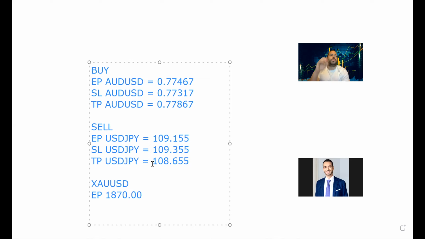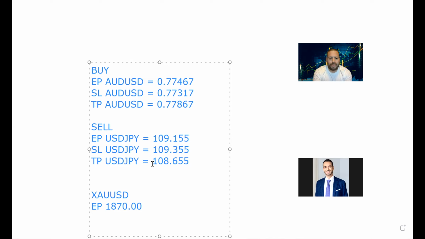Now let's say I want to, shall we buy or sell? Let's do another buy on gold. So we're buying gold. There's the entry price. I want a 20 pip stop loss on gold.